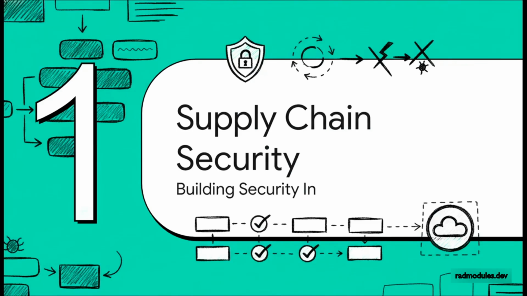First up, supply chain security. You're going to hear the term shifting left a lot, and this is exactly what it means. It's all about embedding your security checks right into the development process. The goal is simple, but man, is it powerful. Find and fix vulnerabilities on autopilot, way before they even have a chance of hitting production.